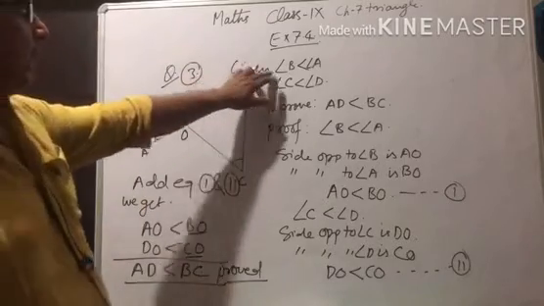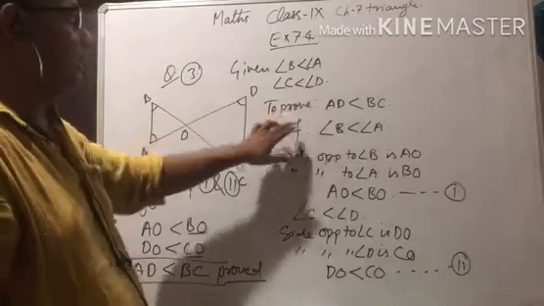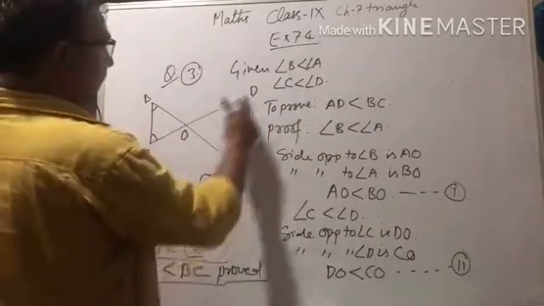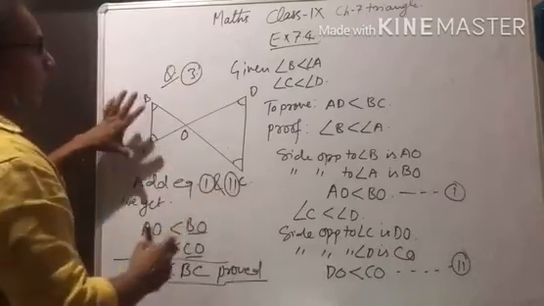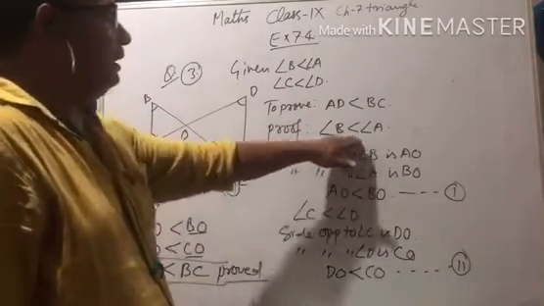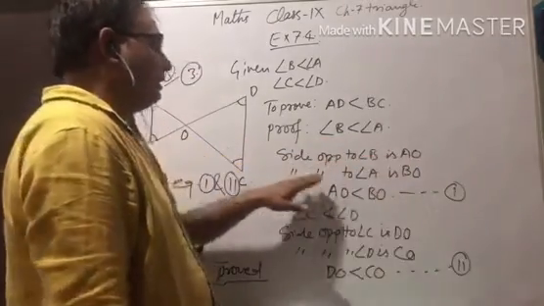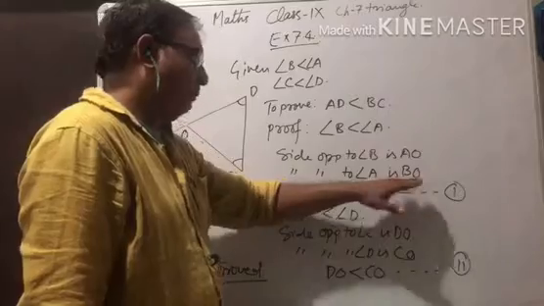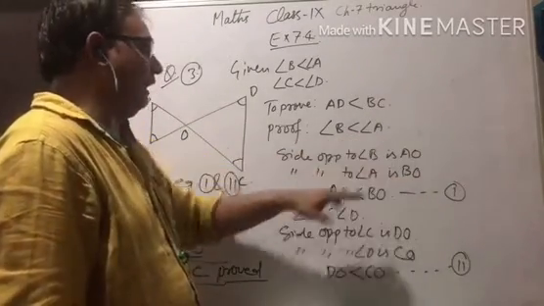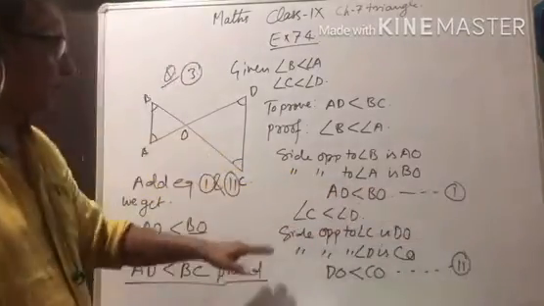This is the given: angle B is less than angle A, angle C is less than angle D. We have to prove AD is less than BC. This is AD, and this is BC. Now the proof starts. Angle B is less than angle A, so the side opposite to angle B is AO, and the side opposite to angle A is BO. So AO is less than BO. This is equation number 1.